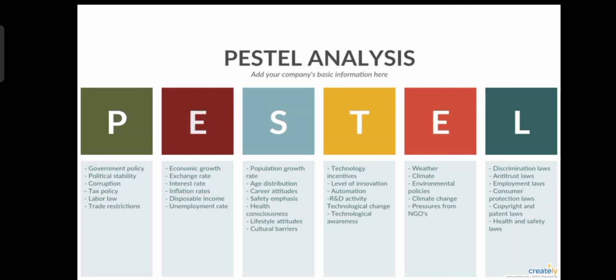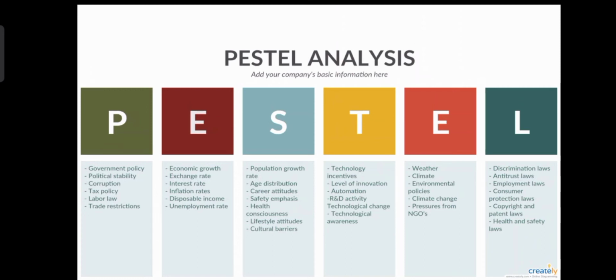So political is how the government intervenes in the company, like global issues, laws and rules which have a direct impact on the business environment. We have the government policies, political stability, corruption, tax policy, labor law, and trade restrictions.